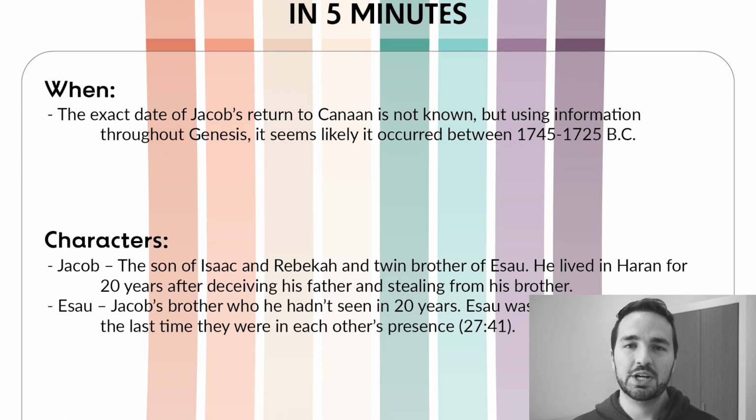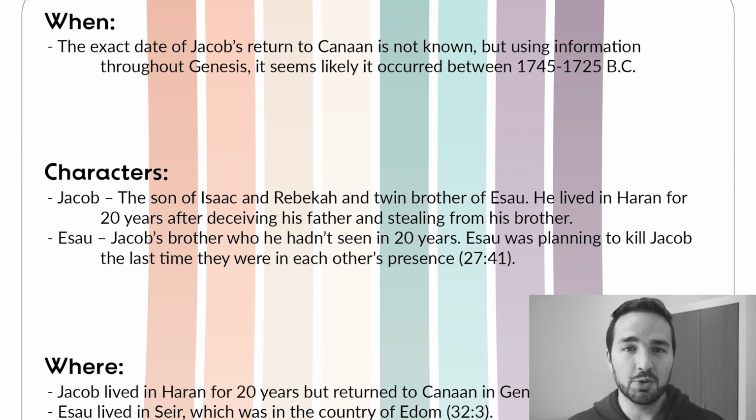Our major characters in this chapter are two brothers. We've talked about them before, Jacob and Esau. Jacob had been living up in Haran, way up north of Canaan, for about 20 years, and now he's returning to meet his brother. His brother's name was Esau, and the last time that Jacob and Esau were together, Esau was actually planning to kill Jacob because Jacob had stolen the blessing that rightly belonged to him, and he had deceived their father into giving it to him. So at least last time they saw each other, they were on a bit of thin ice.